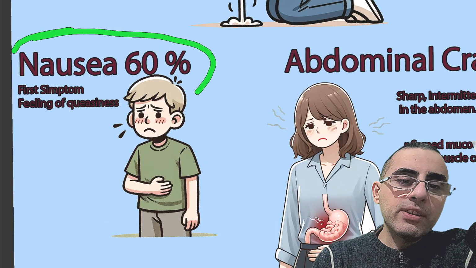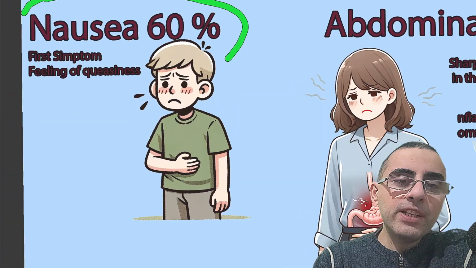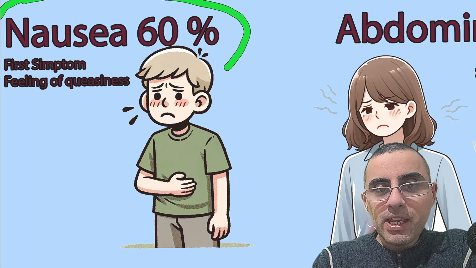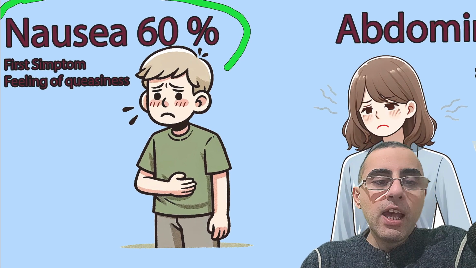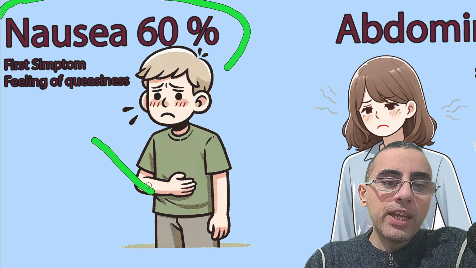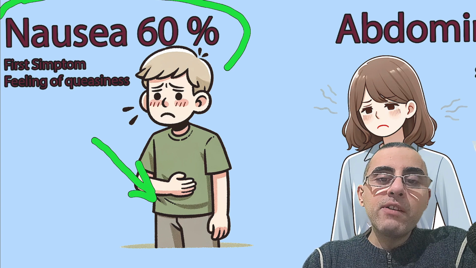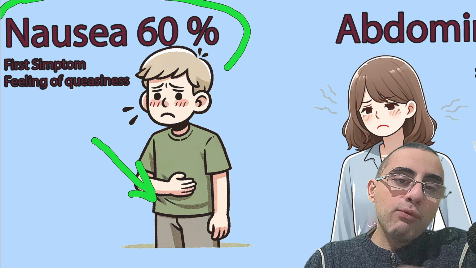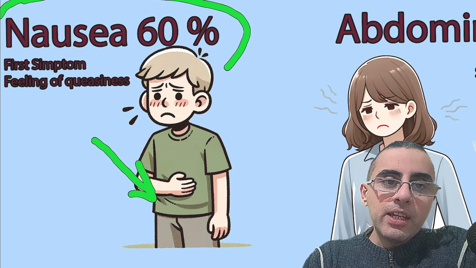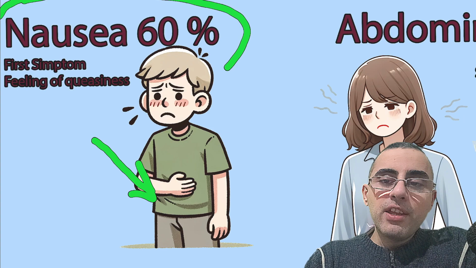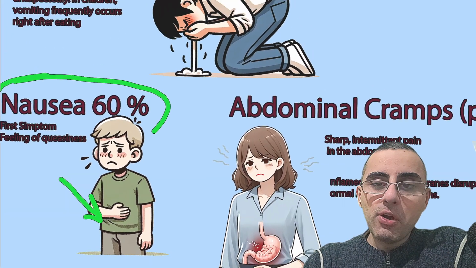And what does nausea mean? Nausea means that the person feels sick and has abdominal discomfort and a feeling of queasiness, a feeling of wanting to vomit, but not vomiting, just the feeling. That's nausea, and nausea is the third most common symptom.